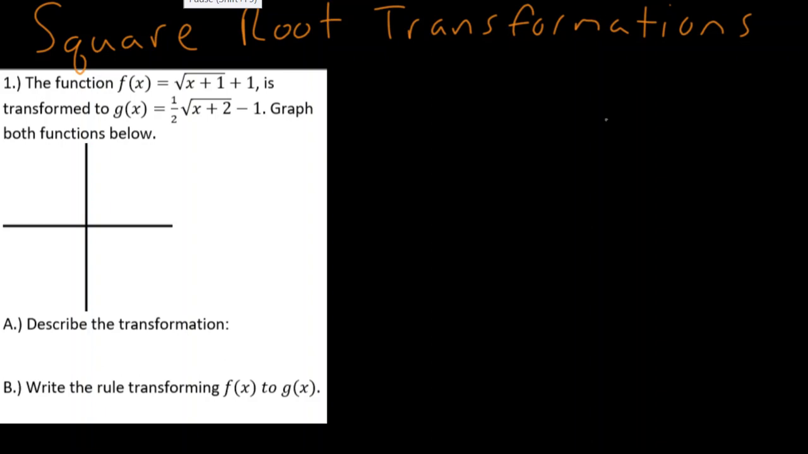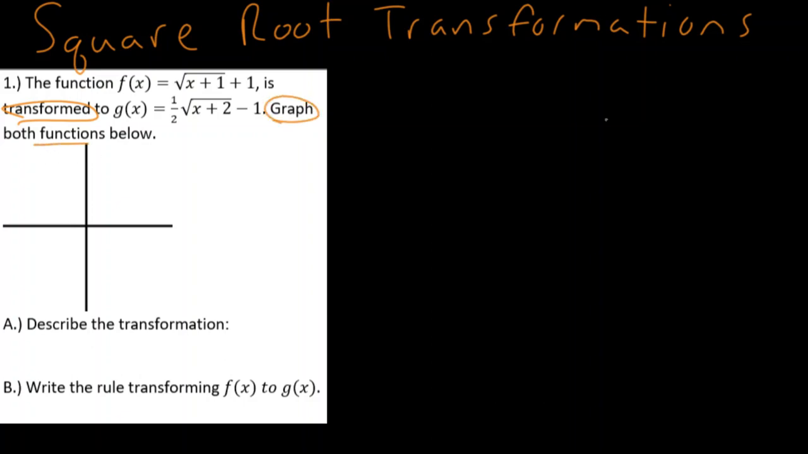Alright, and welcome to square root transformations. Now, in number 1, it says the function f of x equals the square root of x plus 1 is transformed to g of x equals 1 half square root of x plus 2 minus 1. And we start this by graphing both of the functions.